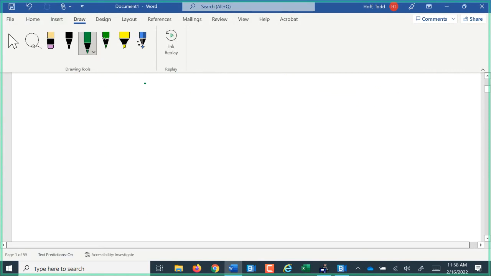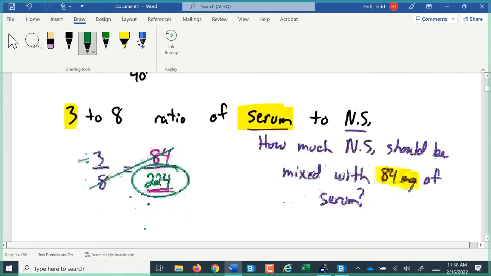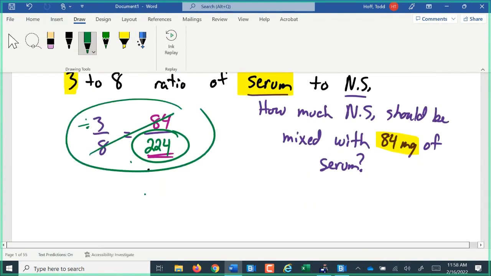This proportion, setting up two ratios like that equal to each other, is a very powerful tool. We've used it before in solving percents. Let's talk a little bit about how it works here.